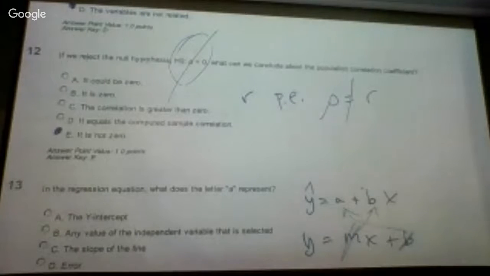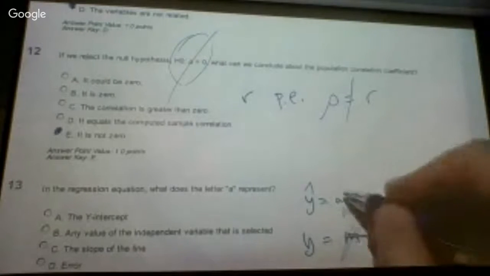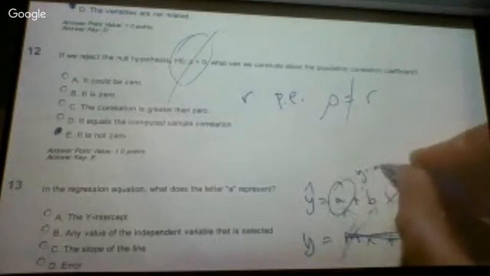But ultimately, a is by itself, so it's the y-intercept. What does b represent, John? Slope. B is the slope. A is the y-intercept, B is the slope. That's your concept. What's up?